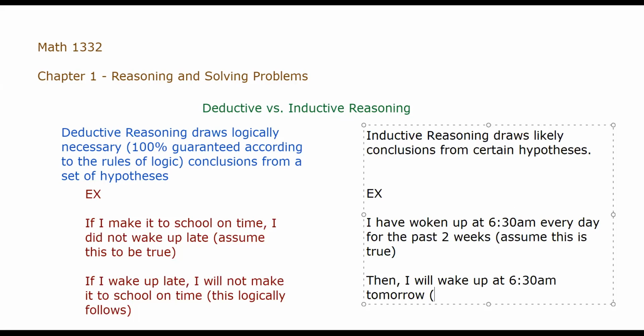But what we're saying is this is a likely conclusion based on no other information. If you don't give me any other information, this is my best guess, and I think this is going to happen, that I'm going to wake up at 6:30 a.m. tomorrow. So this is what inductive reasoning would call. They look similar. If you just look at these, you would think they're both the same form of reasoning, but technically they're not. So that's kind of interesting. This is likely to happen, but it's not guaranteed. You could accidentally wake up at 10 a.m. tomorrow, and that's just life.